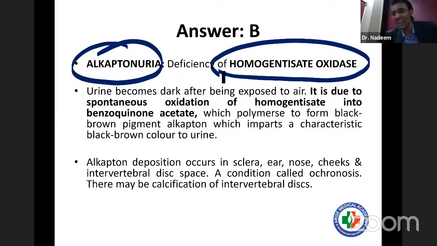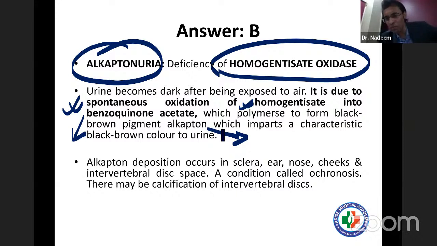Sometimes they can ask you in this manner also: why is there blackening of urine after exposure to air? Due to which compound? Please understand that whenever there is spontaneous oxidation of homogentisate into benzoquinone acetate, this is happening because of the benzoquinone acetate. So this can be your question. These are actually the brown pigment alkapton. This alkapton gives the black color to the urine.